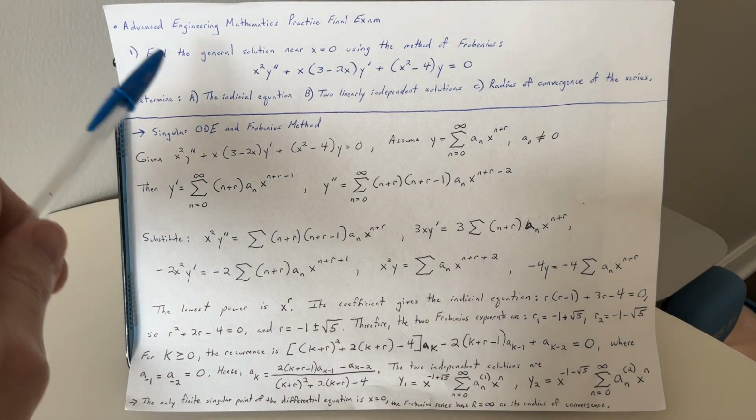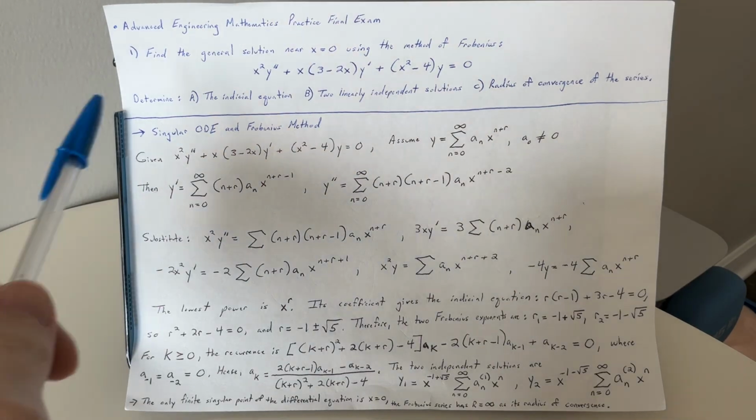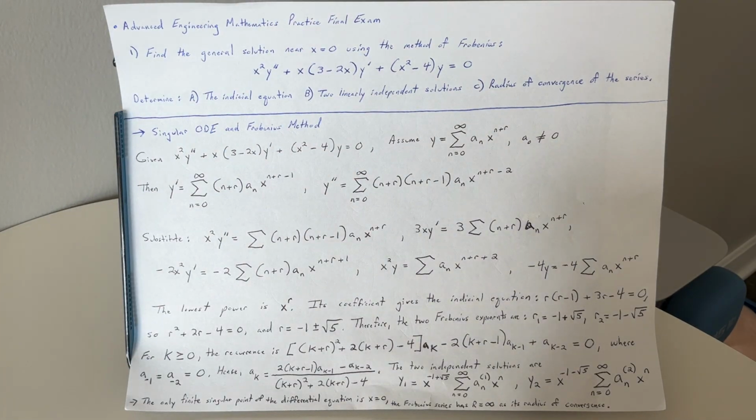So we have Advanced Engineering Mathematics Practice Final Exam Part 1. Let's begin with number 1. Find the general solution near x equals 0 using the method of Frobenius. x squared y double prime plus x times the quantity 3 minus 2x, y prime, plus x squared minus 4, y equals 0. For part A, determine the indicial equation.